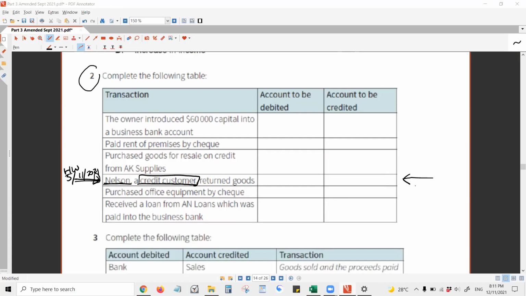So you have to see what happened here. Customer returns goods back to us. What do you call this as? Do you call this as sale returns or purchase returns? Who are we? We are supplier. Okay, we are supplier. Nelson is our customer.